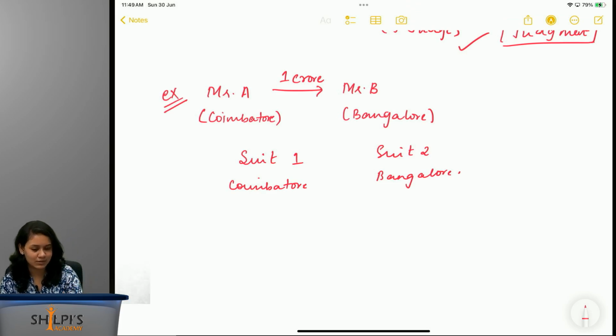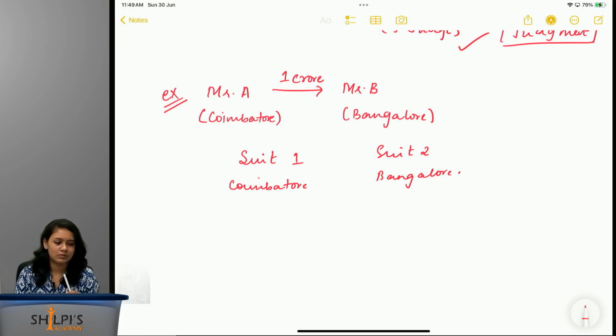Okay. You don't know which court to go to. Let's assume that you know which court to go to and you still go to both the courts. Confusion. Correct. They're bound to each other.